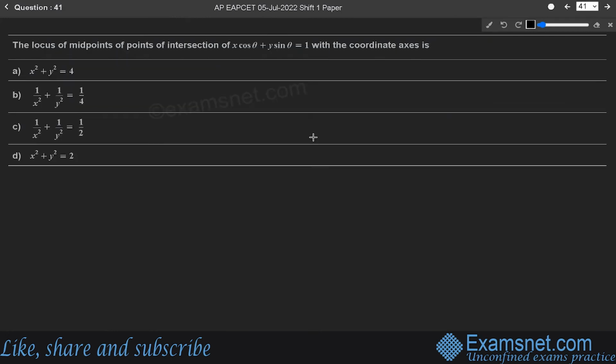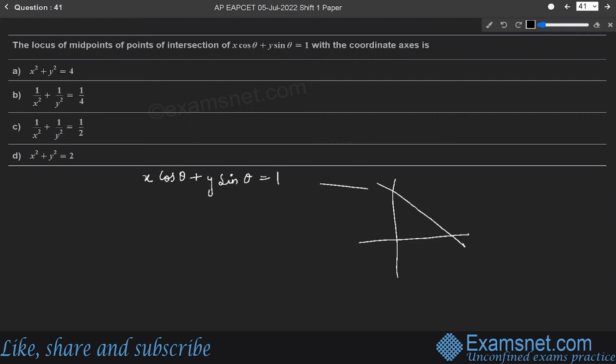Here is a question. The locus of midpoints of point of intersection of x cos theta plus y sin theta is equals to 1 with the coordinate axis is. So first let us make the axis and the required diagram.